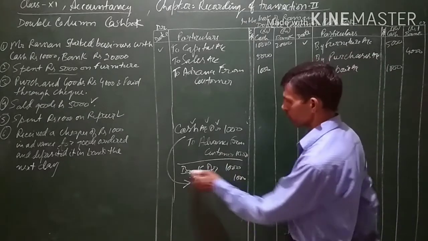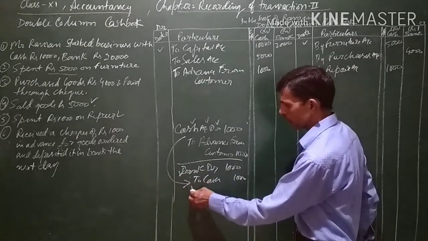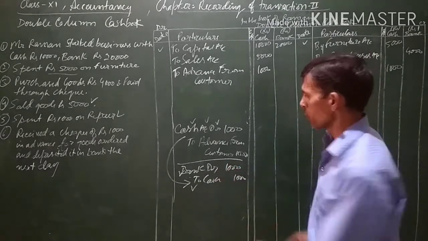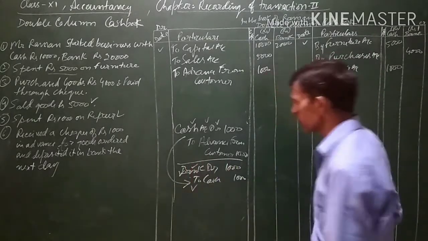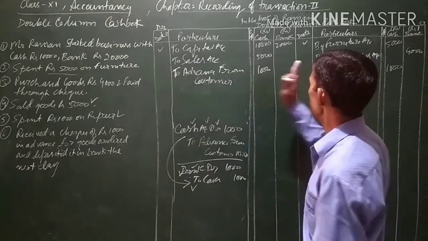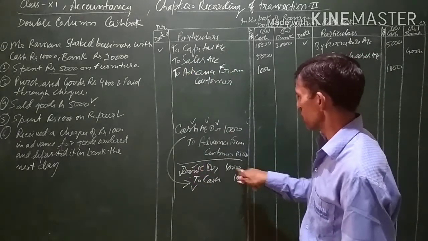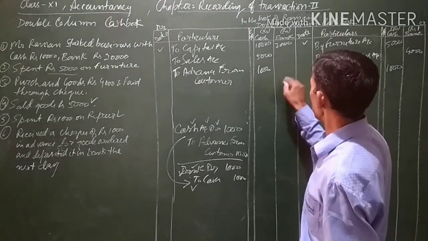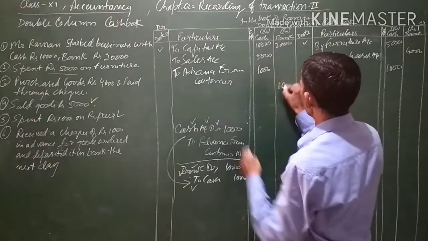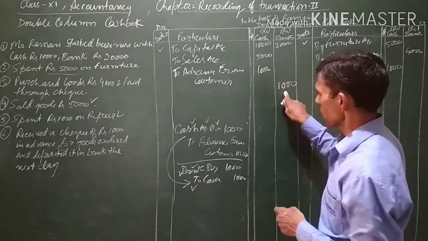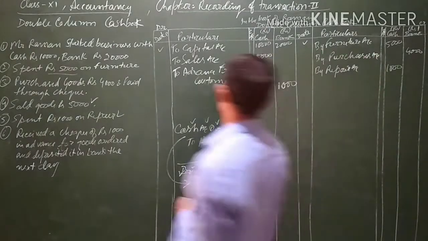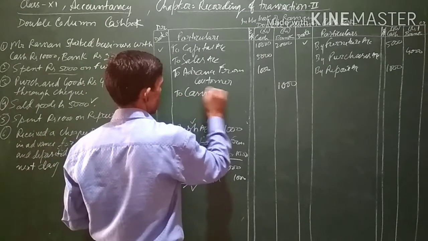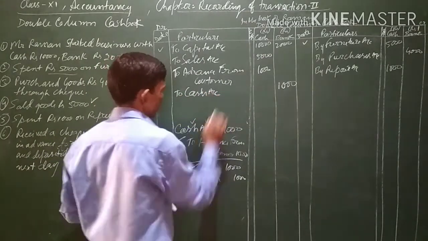Now here two accounts are involved, the bank as well as cash. Now see, bank account is being debited. So on the debit side, in the bank column, we will be writing here 1000. To cash we will be writing. This bank balance is increasing on account of cash. Means this is not actually cash, this is a check.